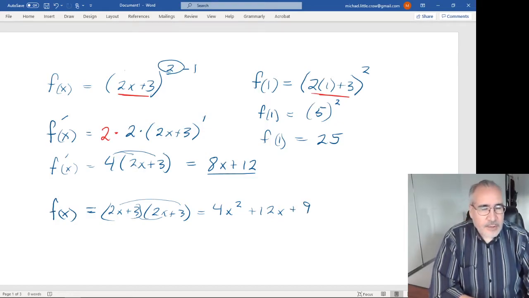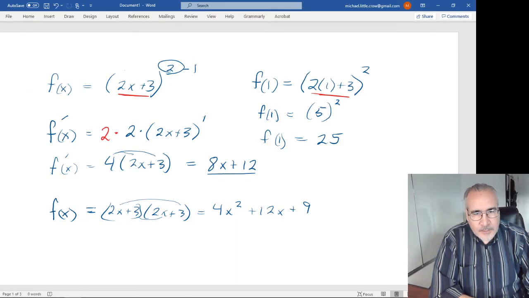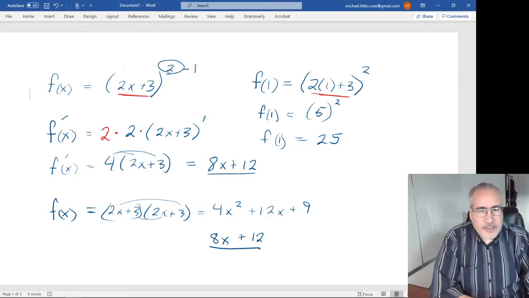Now, we've got this just as a sum of terms, and so we can apply the rules we already know. 2 comes down, 2 times 4 is 8. Subtract 1 from the exponent, that's x to the 1 power. 1 comes down, 1 times 12 is 12. 1 minus 1 is 0, x to the 0 is 1, so that's it. Whoa, look at that. The derivatives are the same.